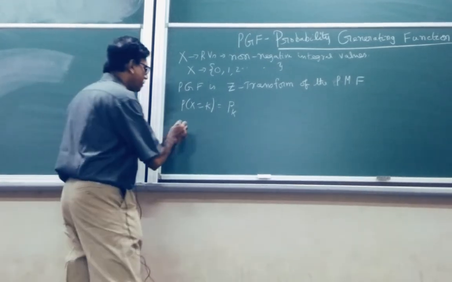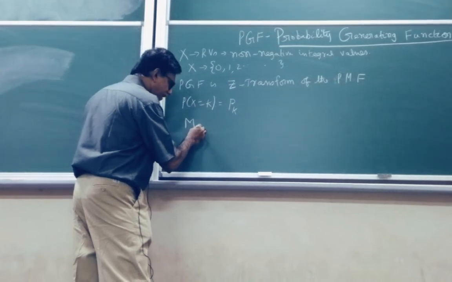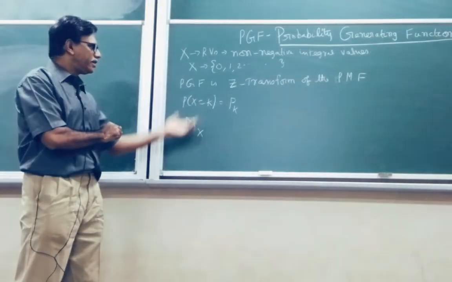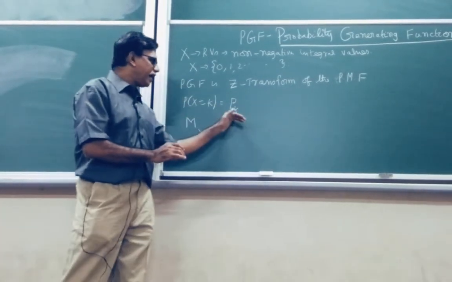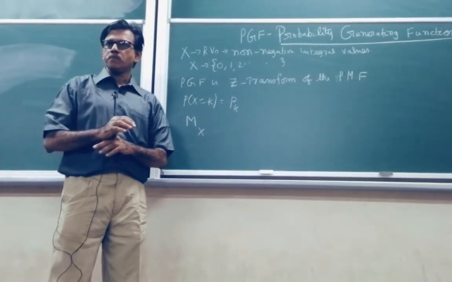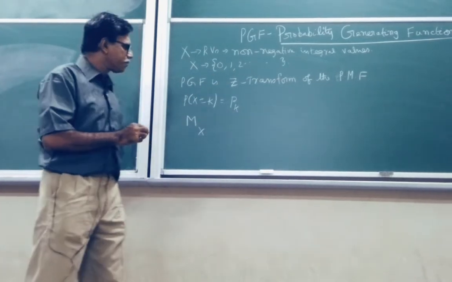So what does that mean? We will represent it using the symbol M, with the random variable X as a subscript. It is a Z transform, which means that you are transforming from the k domain to the Z domain. Z is a dummy variable in this transformed domain.